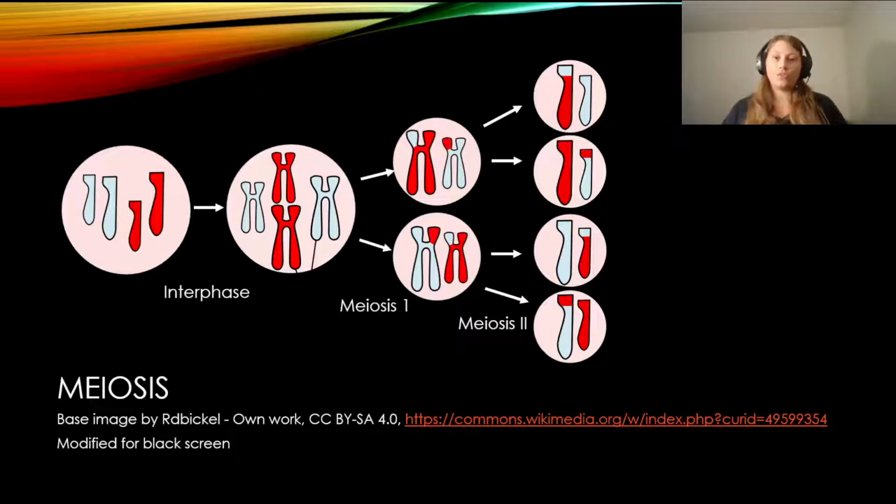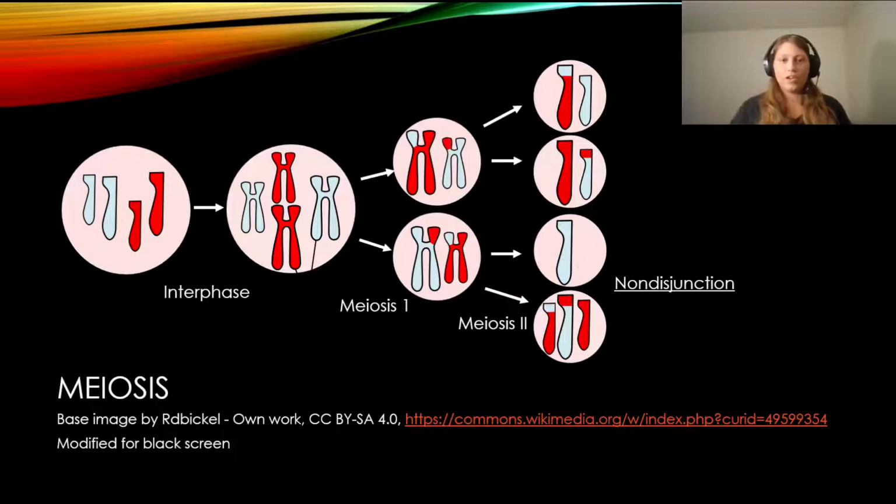Now, this can also get messed up in something called non-disjunction. In non-disjunction, what happens is instead of splitting up like they're supposed to once they've exchanged information, the two chromosomes stick together. They fail to disjoin, and therefore travel together into the new cell. This results in one cell having 3 copies of these chromosomes, whereas it should only have 2. And meanwhile, another cell will be left with only 1. This is very problematic and can lead to various disorders and syndromes, such as Down syndrome.